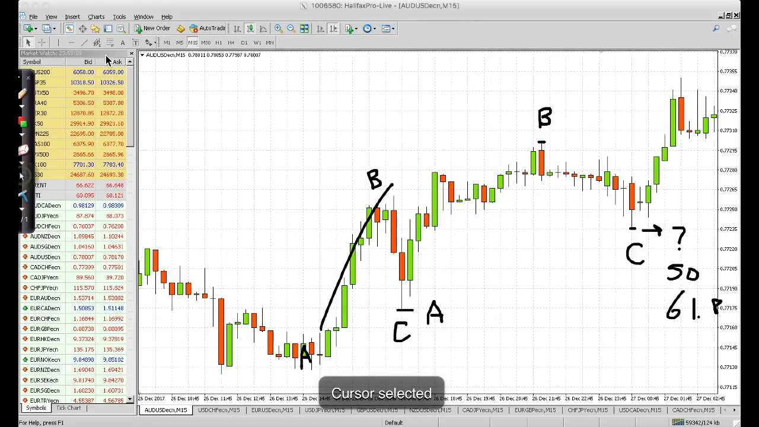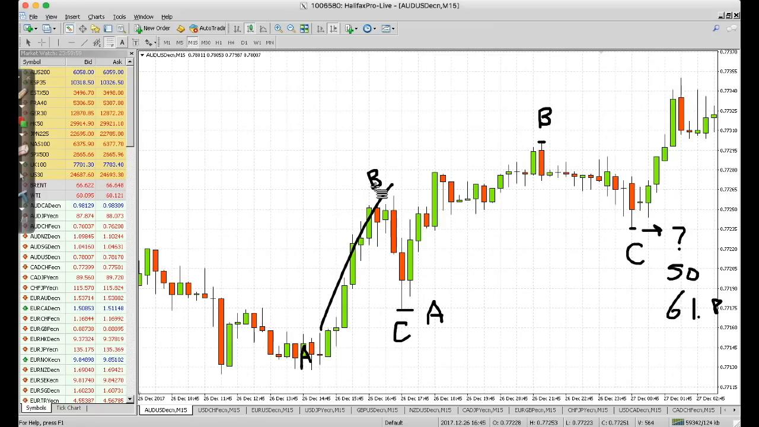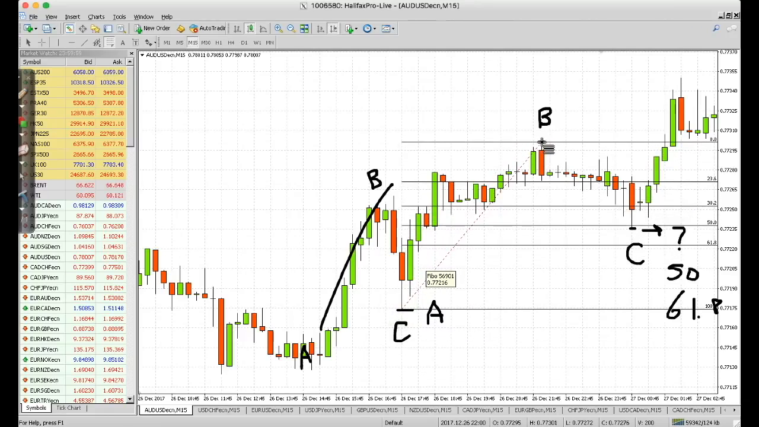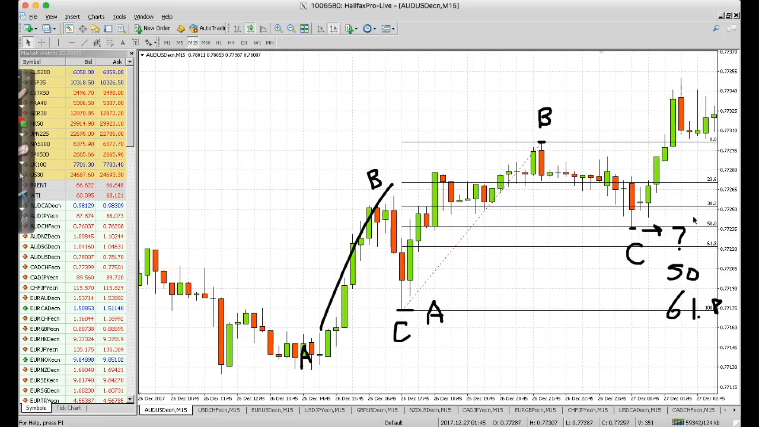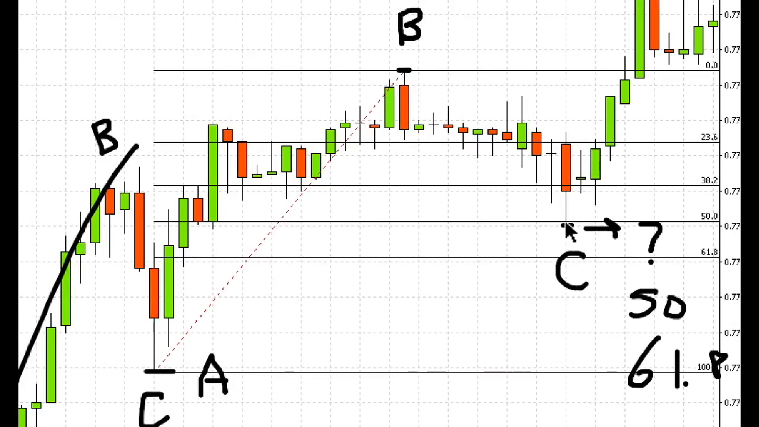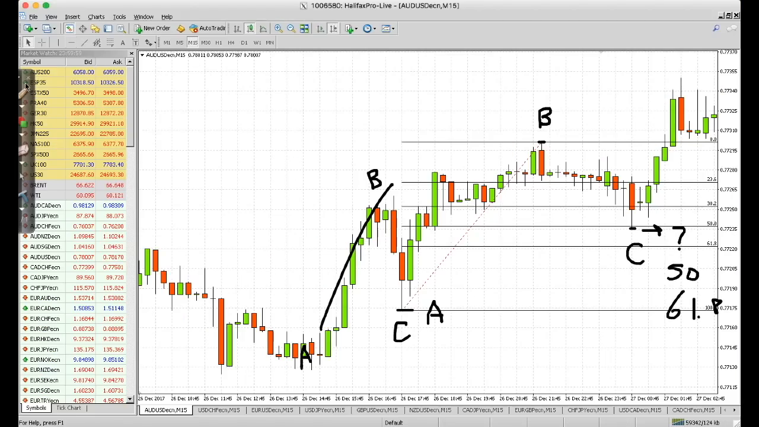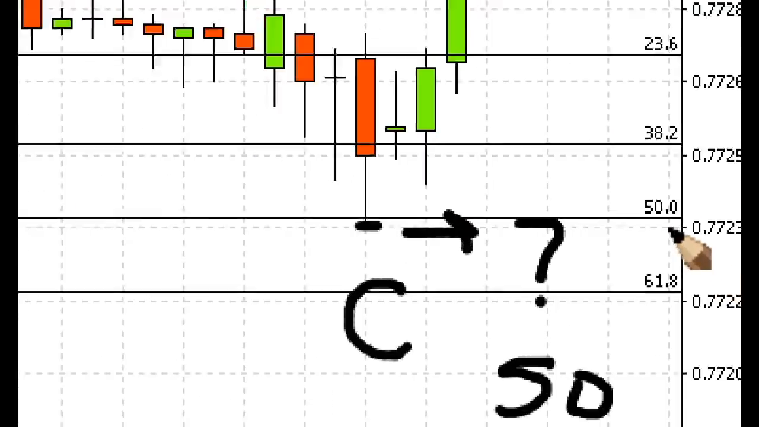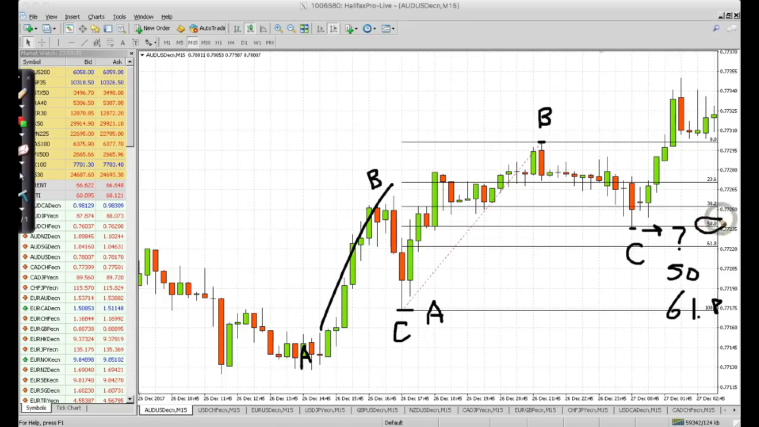I click on my Fibonacci tool over there. I click on A, drag to B, release, and there you go. Exactly, C is at the 50% level. Can you see that? Exactly at the 50. Let me circle that 50% level.